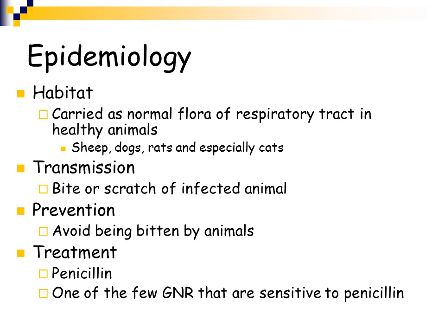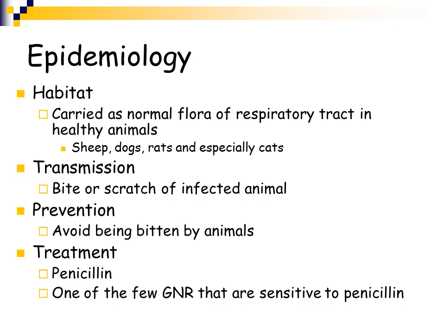So it's carried as normal flora in healthy animals: sheep, dogs, rats, and cats. Now transmission is usually from the bite or scratch of an infected animal, and cats are the most notorious for causing Pasteurella multocida infection, but dogs can also. So of course the best prevention is to not get bitten by an animal, especially an infected animal. But this is normal flora, so the animals may not have any symptoms at all. Stressed animals can, but dog or cat, it's just normal oral flora. Just like we humans have normal oral flora, so do animals.